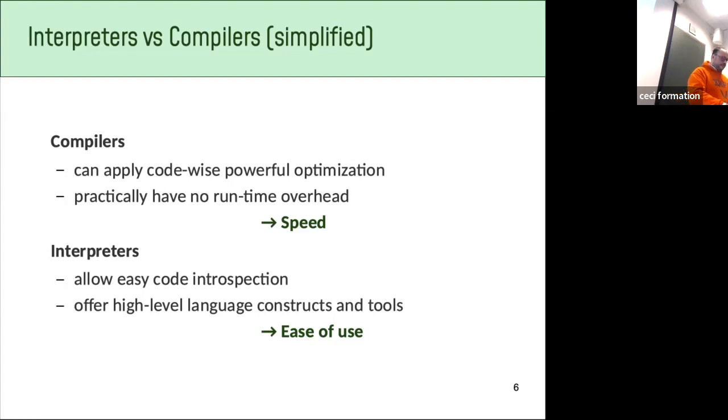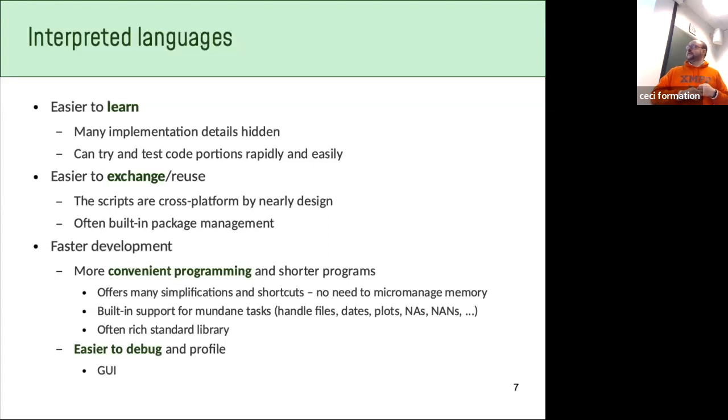You can play with higher-level constructs or objects than you can typically do in a compiled language. So basically, the interpreted languages are easier to learn because many implementation details are hidden. You don't need to manage the memory. You know that if you write a C code, you will need to allocate memory to store your variables. In all the interpreted languages, this is done for you automatically by the interpreter. They are easier to exchange or reuse because a Python code can run on any operating system as long as there is a Python interpreter on that.